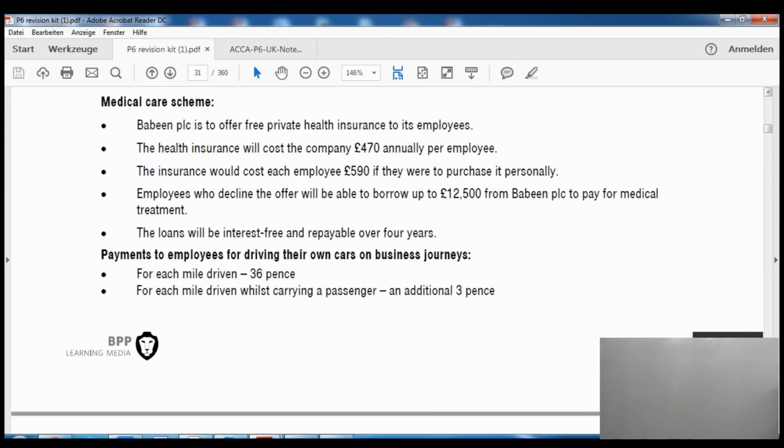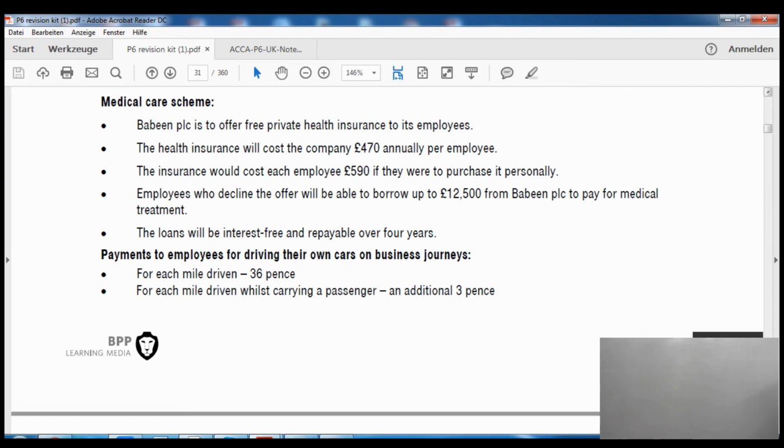The health insurance will cost the employer £470 per annum, per employee. So it is the cost to the employer, £470. Then it says that insurance would cost each employee $590 if they were to purchase personally. If they go and purchase personally, it will be expensive for them. So you will have to see which one to choose, cost to the employer or cost to the employee.